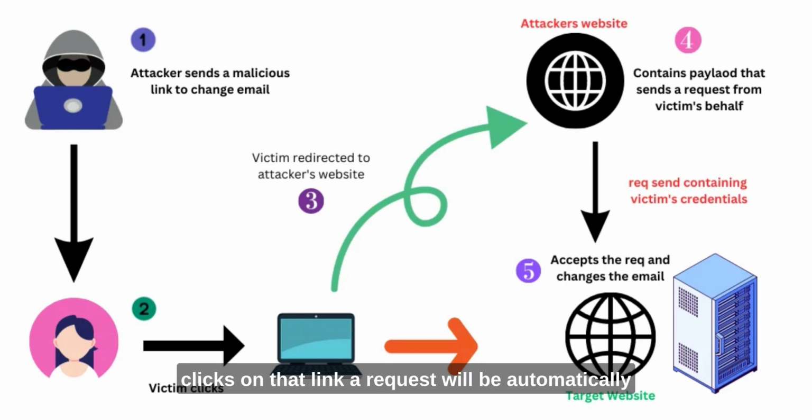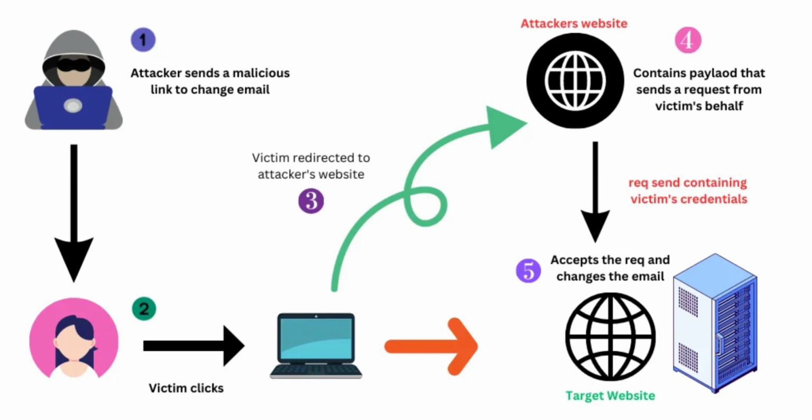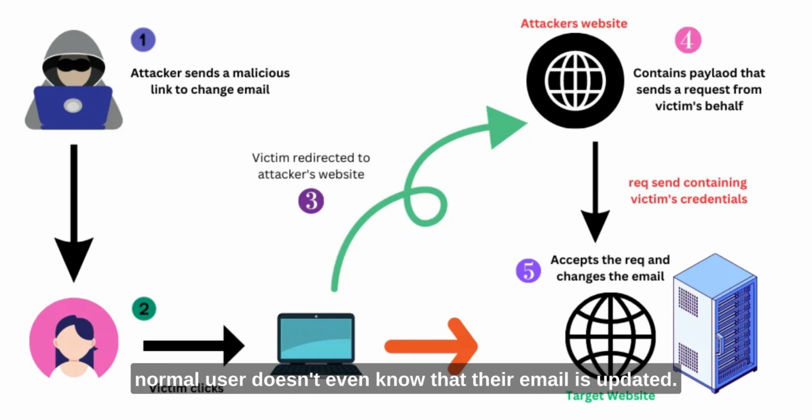When the victim clicks on that link, a request will be automatically generated through that JavaScript code and sent to the trusted site. That site will think that the request was sent by the normal user and will accept it and update the email. But in reality, the request was sent by the attacker, and the normal user doesn't even know that their email is updated. And that's what I have shown in this flowchart.